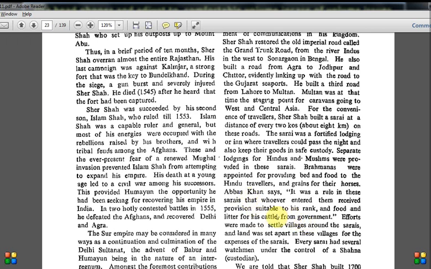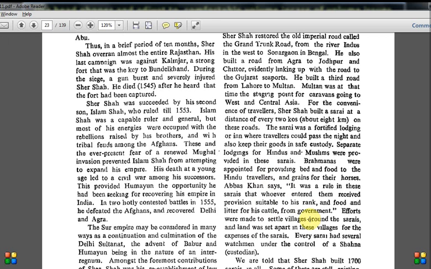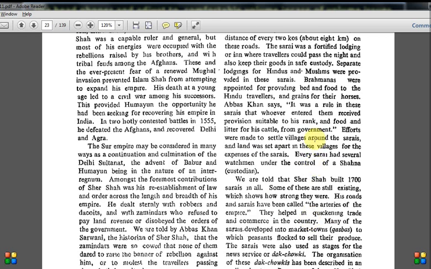It's like the food, the bedding, lodging, everything, even for the animal, the horse and all, they will get the fodder. Everything is there. So that much well organized it was. Efforts were made to settle villages around the sarais, and land was set apart in these villages for the expenses of the sarais. Every sarai had several watchmen under the control of a Shahna.